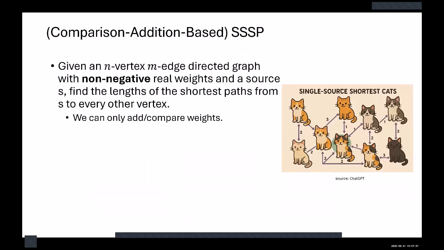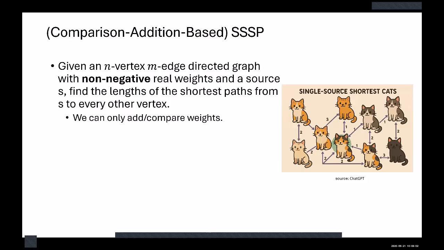Let's talk about something exciting about the single-source shortest path problem. Consider a directed graph with n vertices and m edges, where you have non-negative real weights and a source S. The well-known single-source shortest path problem asks you to find all the shortest paths from that vertex to every other vertex. In particular, we are thinking about the comparison-addition-based model.